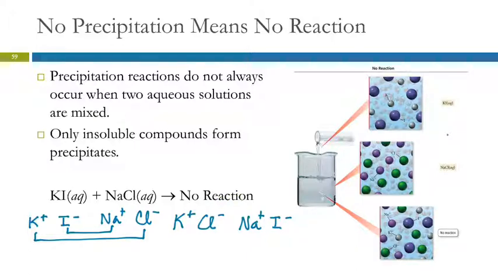There is no chemical reaction that happened. It's not a chemical change. There was a physical change because these two things mixed. They weren't mixed up before. They're mixed, but there's no chemical reaction.